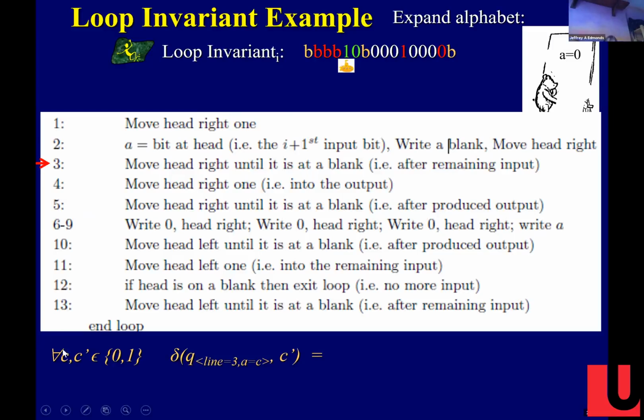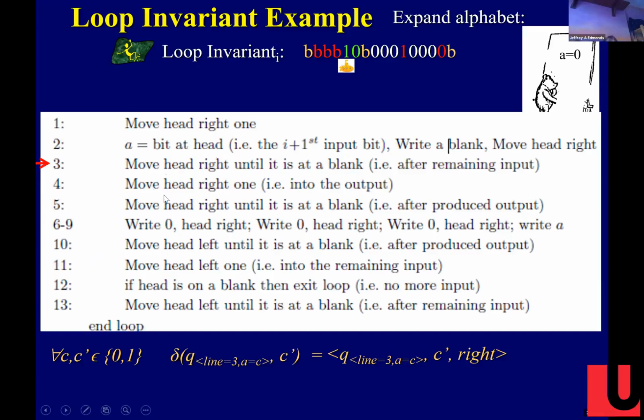So if I don't get a blank, what state line am I in? 3. I'm still in 3, because here I'm in 3, moving right, still in line 3. It's a little loop. So I'm going to be in line 3. What's the value of my A going to be? Am I going to still have an A? C prime? No, because it didn't tell me to change the value of A. It just tells me to move right.